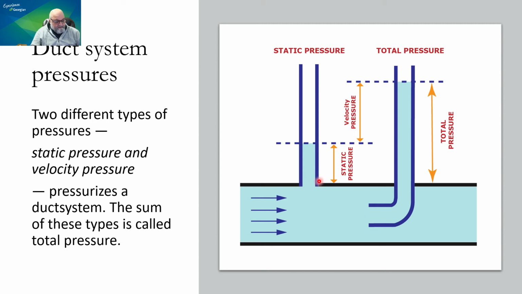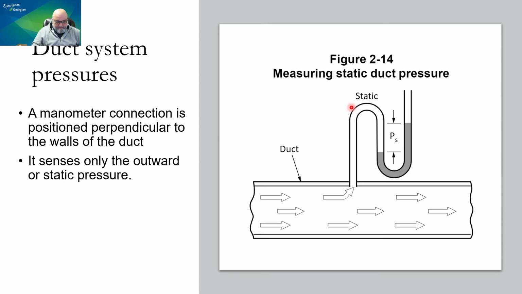Number two, the one that is perpendicular is going to measure the static pressure, and the one that is parallel is going to measure total pressure. That's number two. Number three is that your total pressure is the simple addition of the two values, okay? And you're going to see why that is extremely important. So in other words, if this is a duct, a manometer connection is positioned perpendicular to the walls of the duct, or at 90 degrees to the airflow.